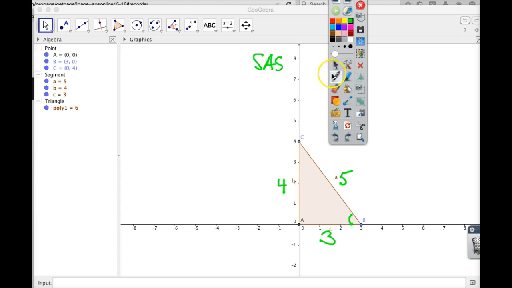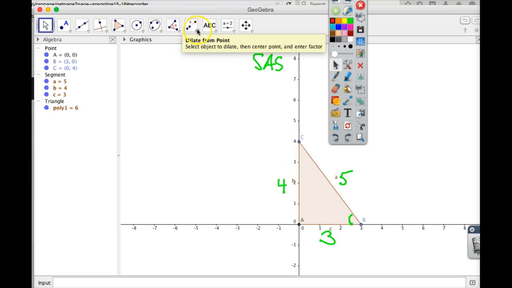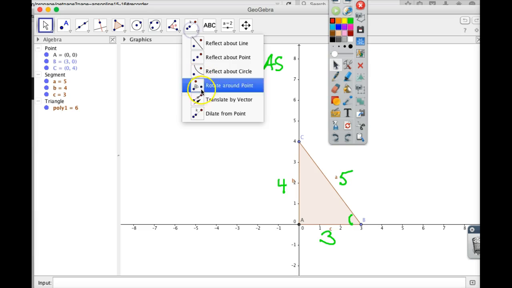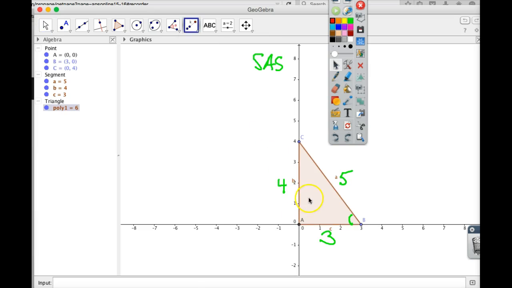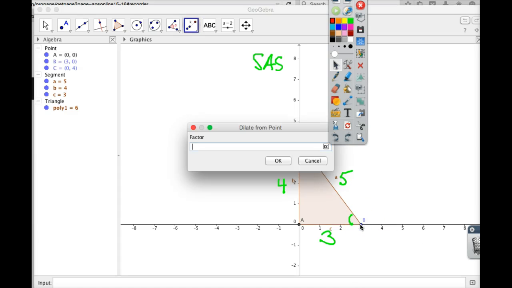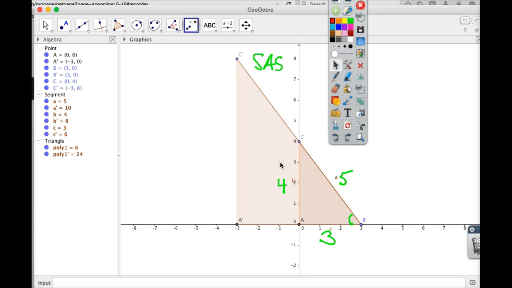So we're going to take that and we're going to give it a scale factor. We're going to dilate it. And that is what a scale factor is, right? A similar triangle has a scale factor to the next one. So we're going to go here, dilate from a point. We're going to dilate this figure from this point. Scale factor of 2, and we'll see what happens. Hopefully they remain proportional.